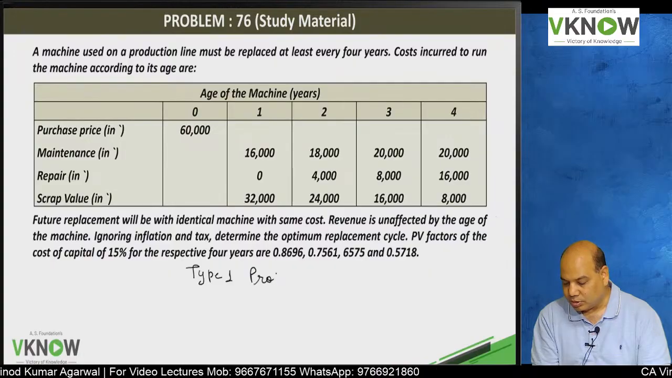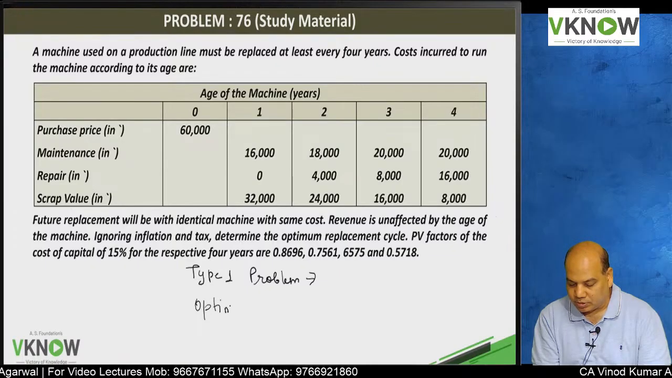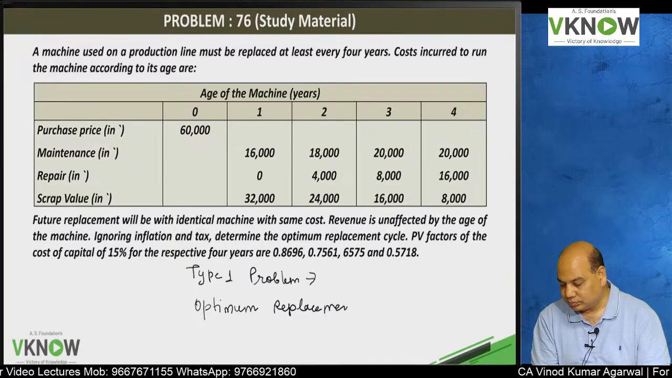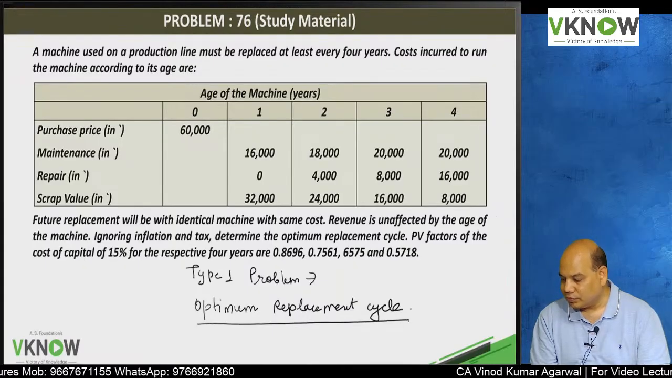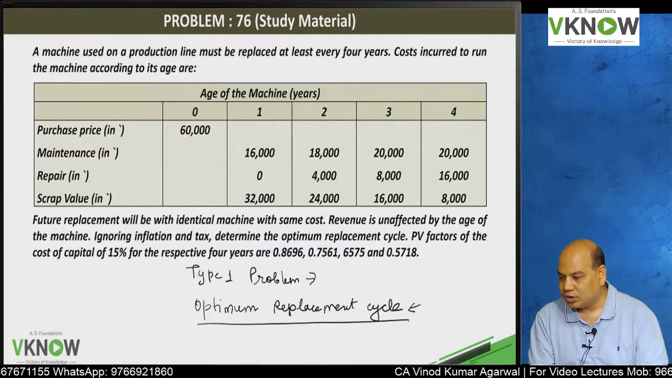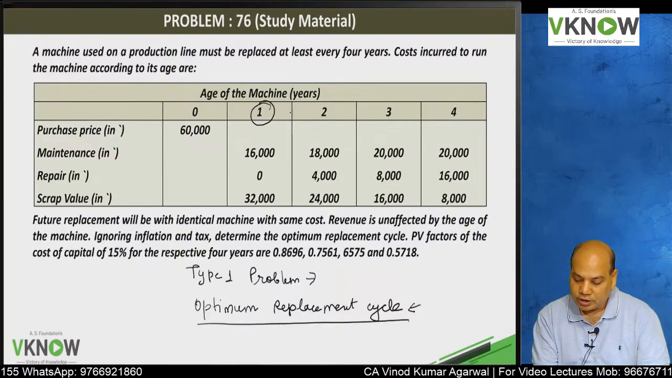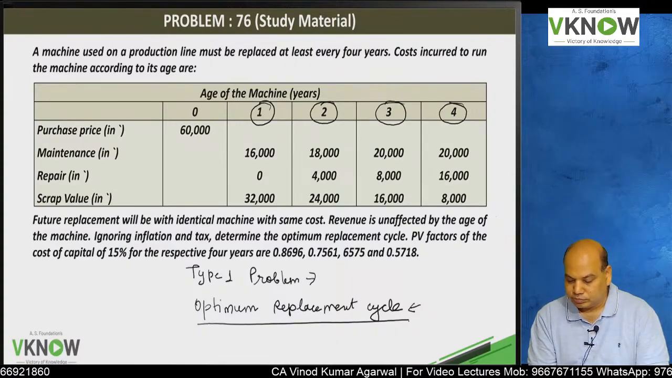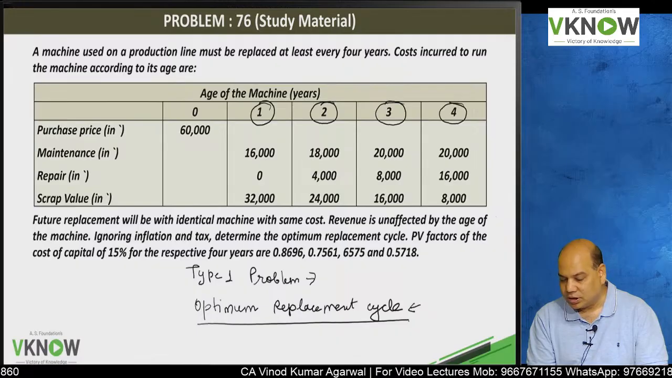What is a type 1 problem? Finding the optimum replacement cycle, when it is beneficial to replace the asset. So in this question we have 4 alternatives. You can replace it in year 1 or 2 or 3 or 4. Is it right? So basically I need to solve it 4 times.